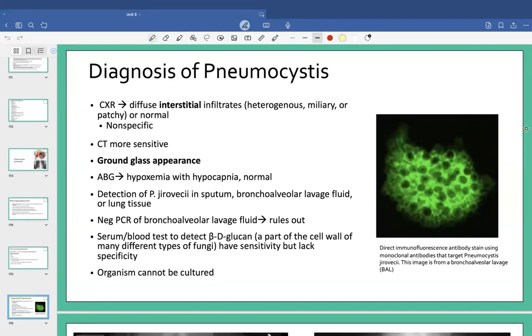A dominant finding is the ground glass appearance. You see ground glass appearance, that should be in your differential. PCP. There are several things that may present with a ground glass opacity. Pneumocystis should be in your differential. CT scans are more sensitive than chest x-rays. Arterial blood gases might show hypoxemia with hypopnea, or it could be normal.